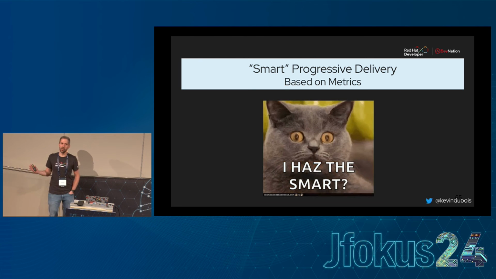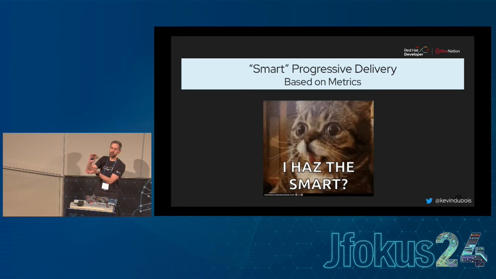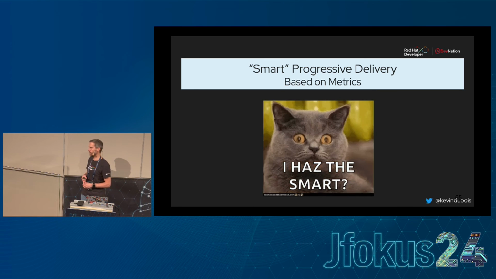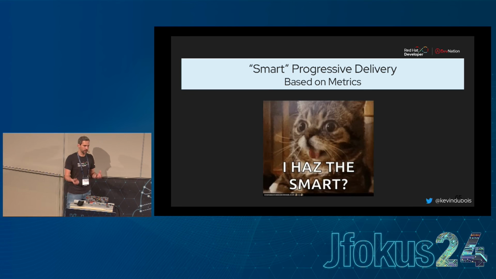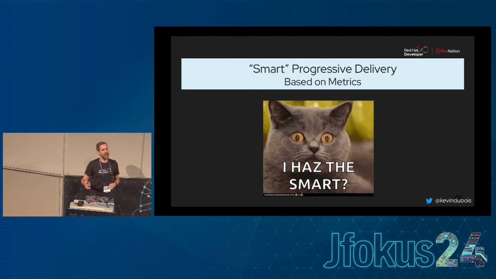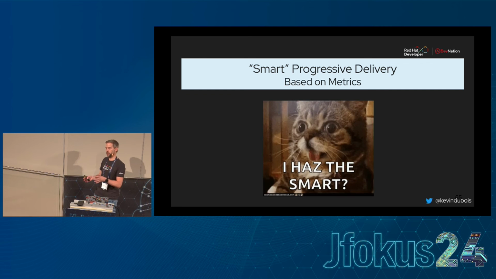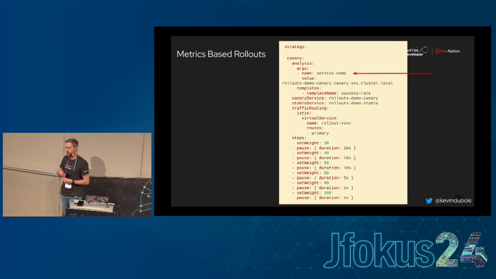But we want to make this a little bit smarter still, right? Because if I have to, during that pause, manually go check and see if everything is going well, that's not how it should be, right? So we want to make this smart in the sense that if something is going wrong, it can roll back, and if everything is going well, then it can continue rolling out. So that's what you can also do with Argo Rollouts.